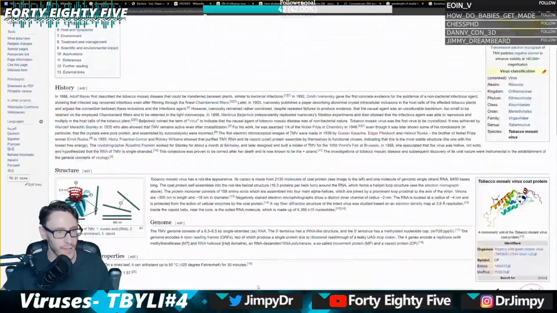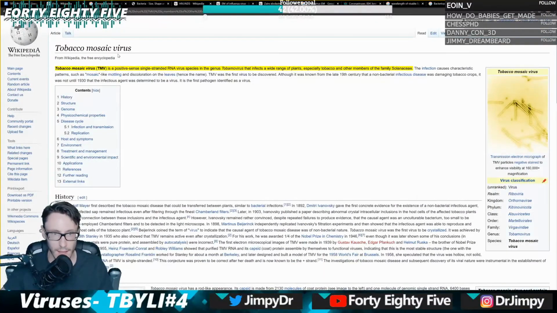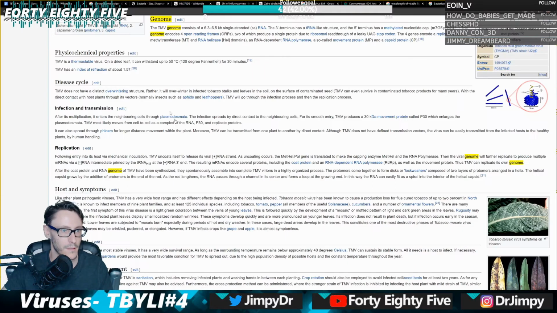Do we have anything on the genome? Let's see. Oh, there is a section on the genome. Genome. There you go. Right. Consists of 6.3 to 6.5 kilobase single-stranded RNA. That's 6,000 bases, which actually isn't that much in the grand scheme of things. You know, we've got a few billion bases, so having a few thousand is not too much.